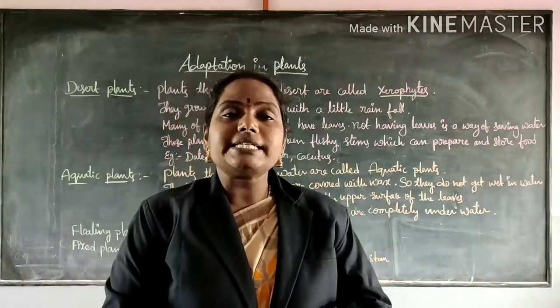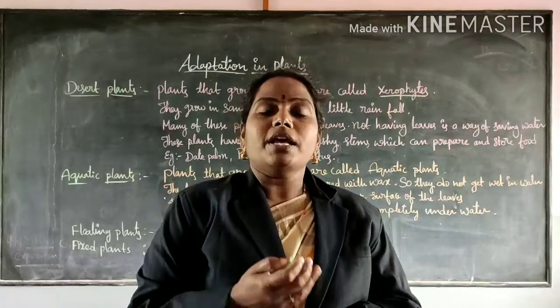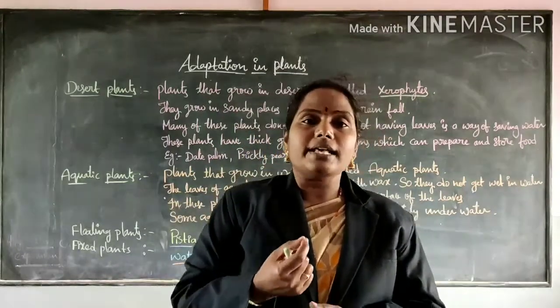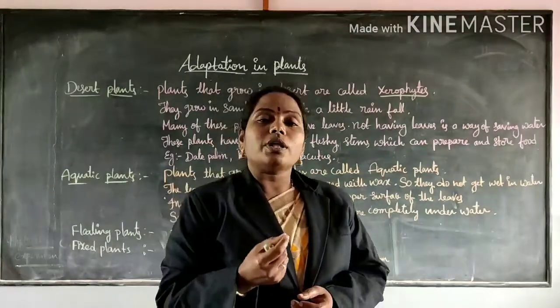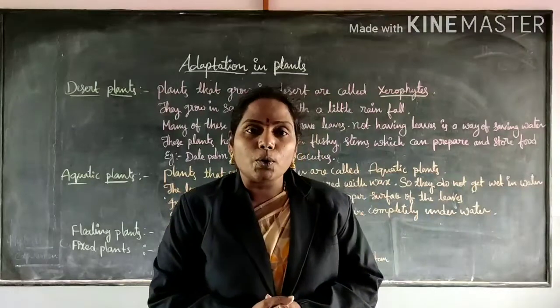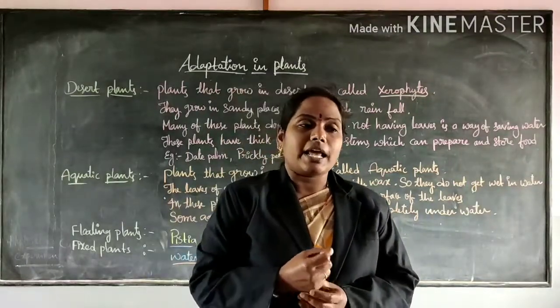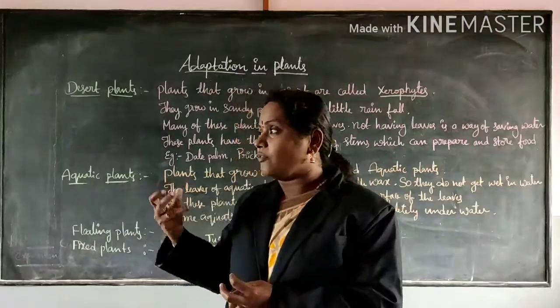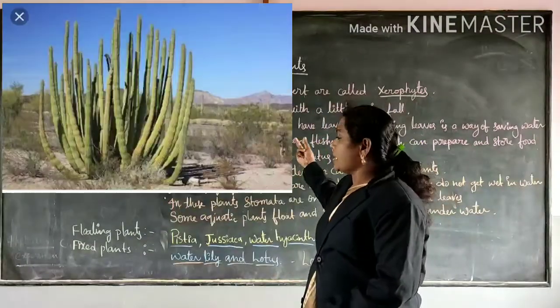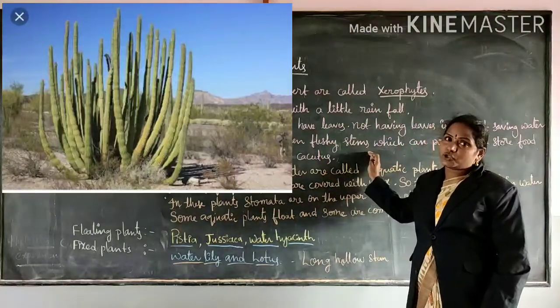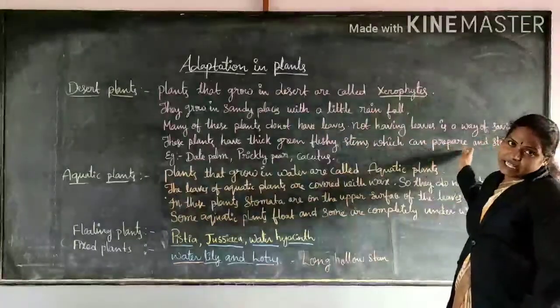In deserts there is less rainfall, so the plants do not get enough water to grow. That's why they do not have leaves, but they have green fleshy stems. They store food and water in them.